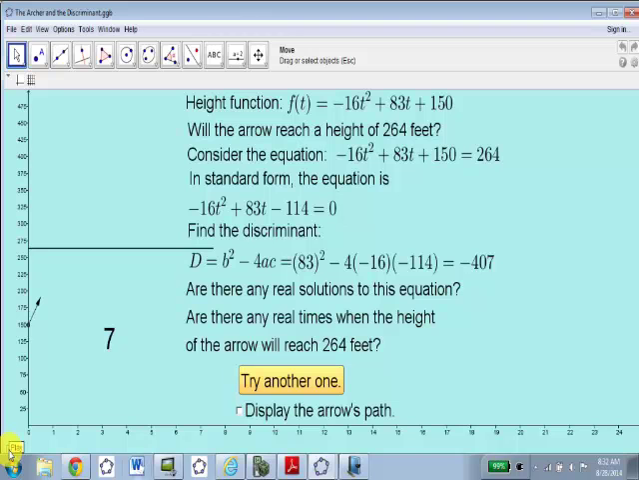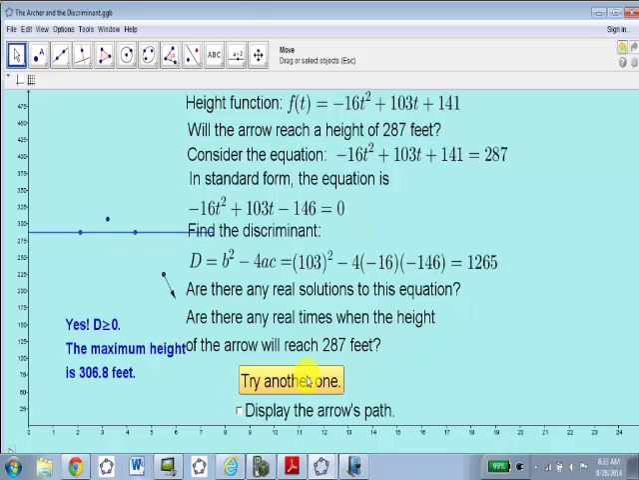So let's see what happens. So we get a countdown. I guess we don't get a countdown. But what we do get is, okay, there's our countdown. The maximum height is 257.6 feet, and it does not reach a height of 264 feet. Let's try another one, and watch this number right here. Let's see if we can get a positive discriminant. There we go. Oh, it spoiled it for us.